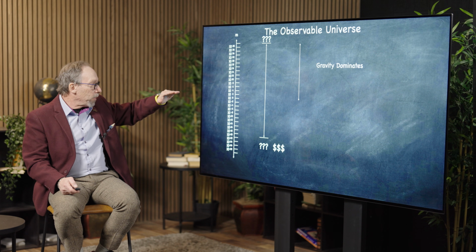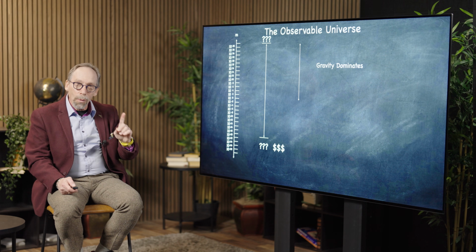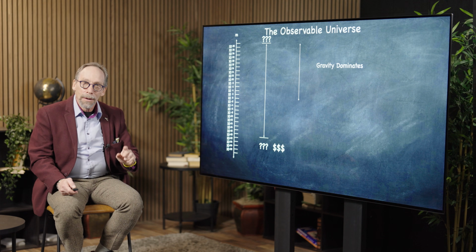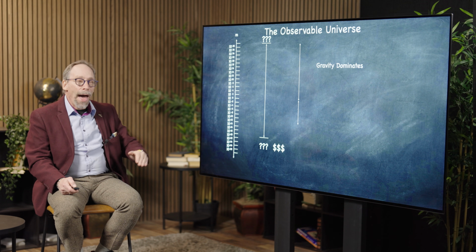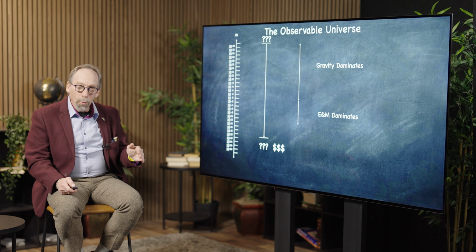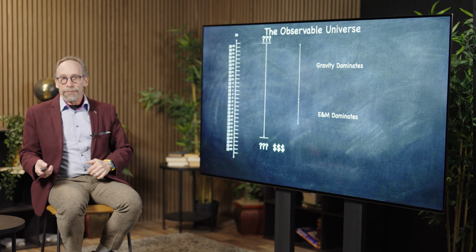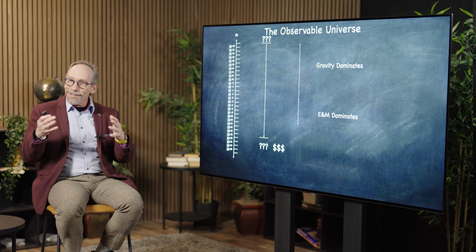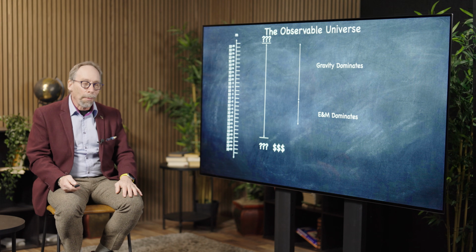And on the scale from the human scale out to the largest scale we can see, there's one force that operates that's important: gravity. But on the scale of humans down to atoms, the one force that determines essentially the entire nature of life, essentially everything we see and experience on a daily basis, the one force of electromagnetism dominates.